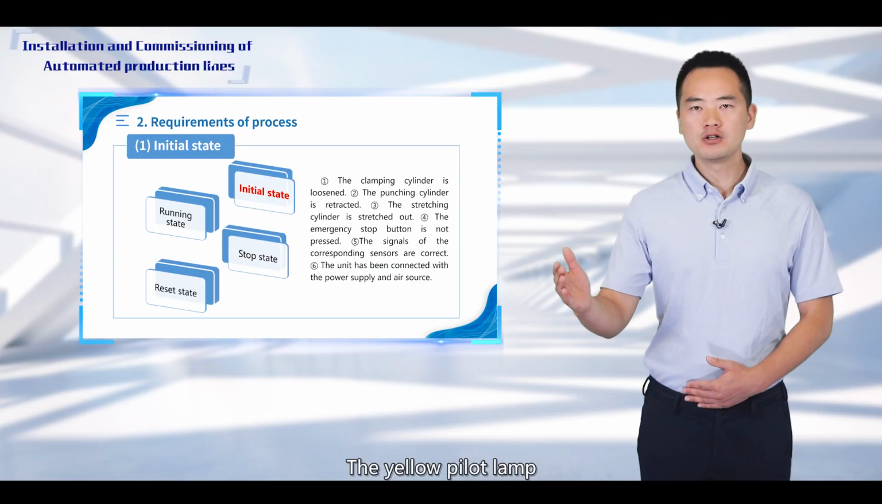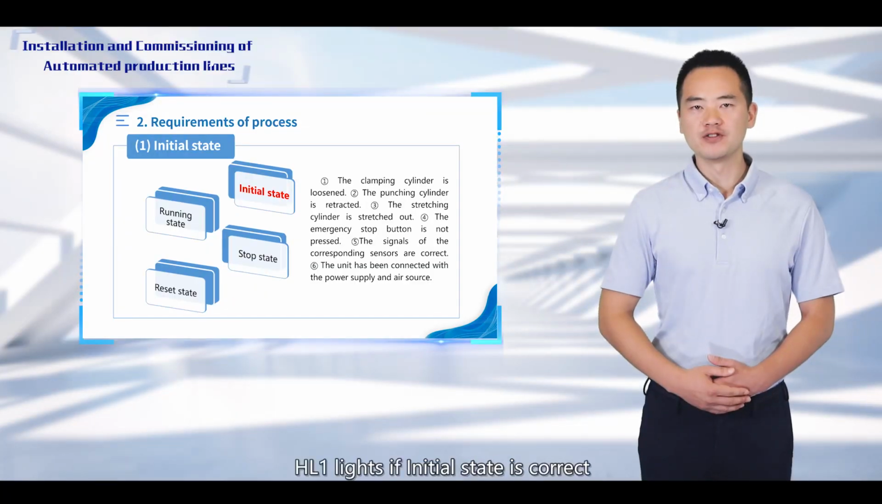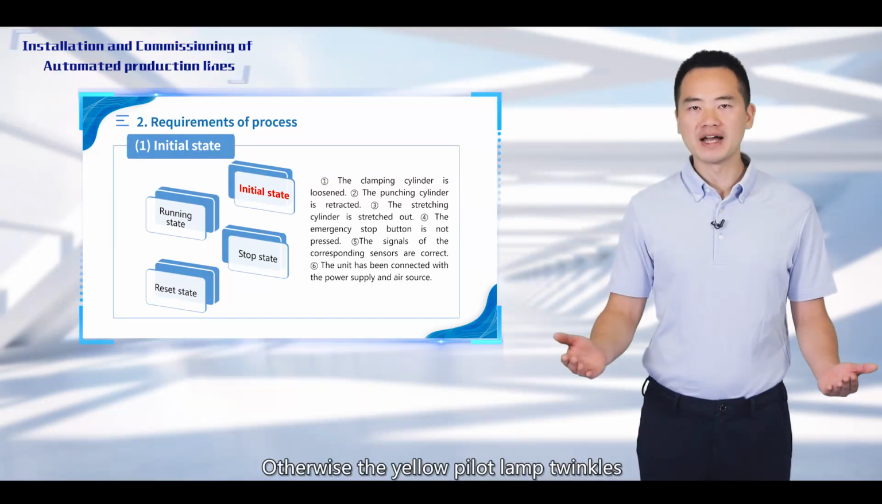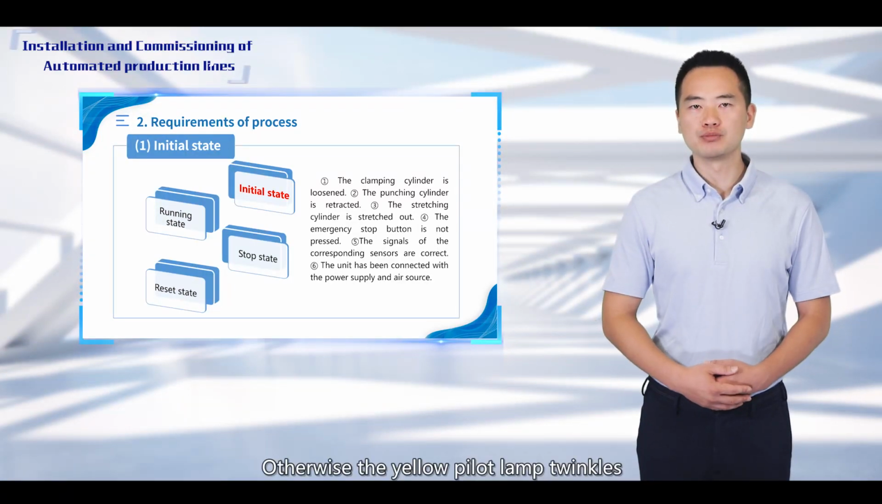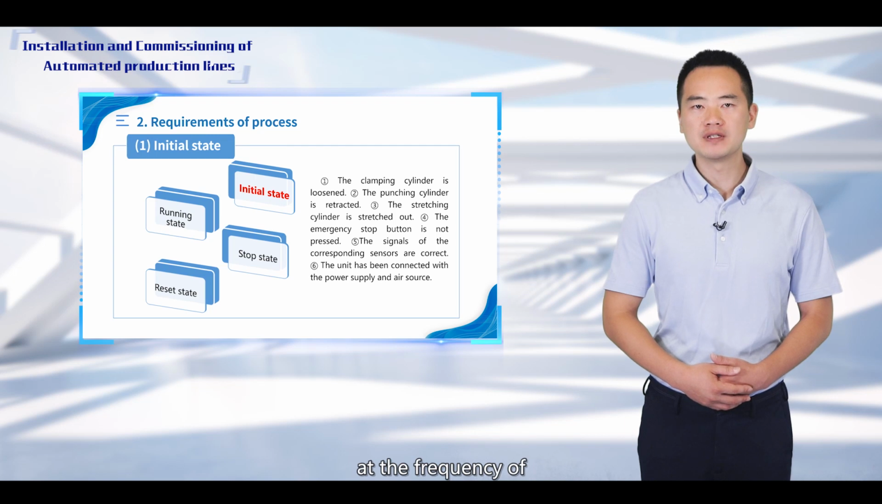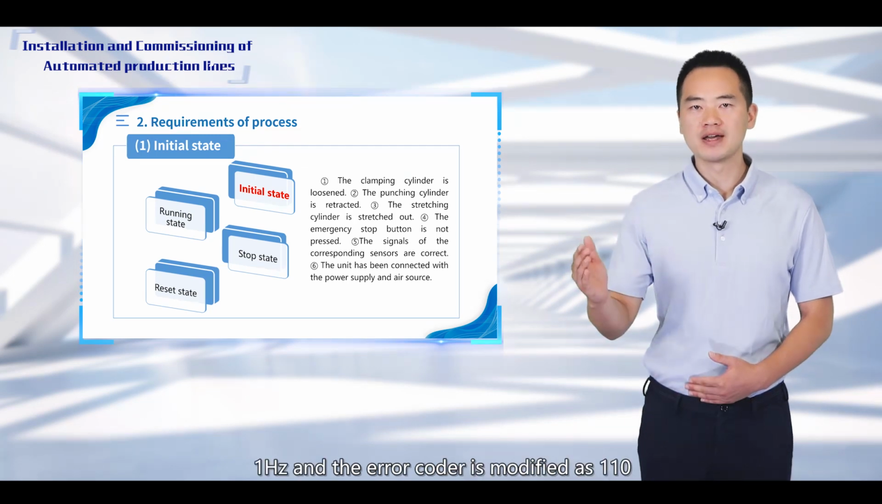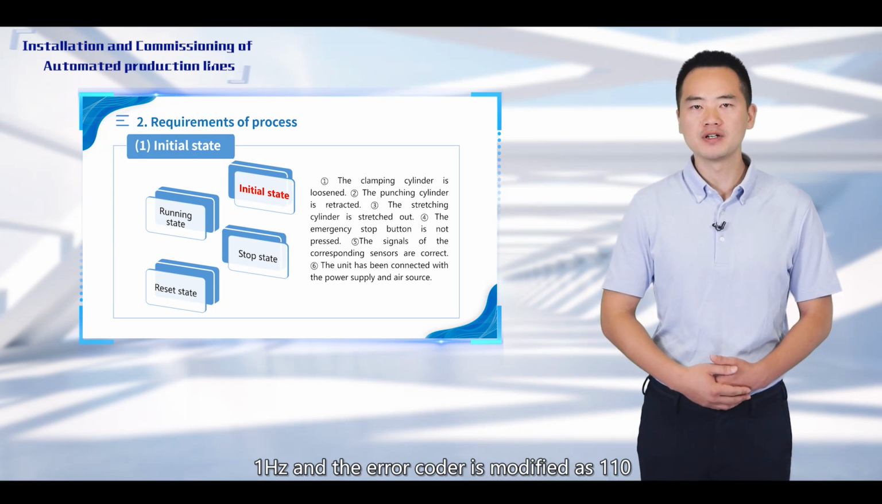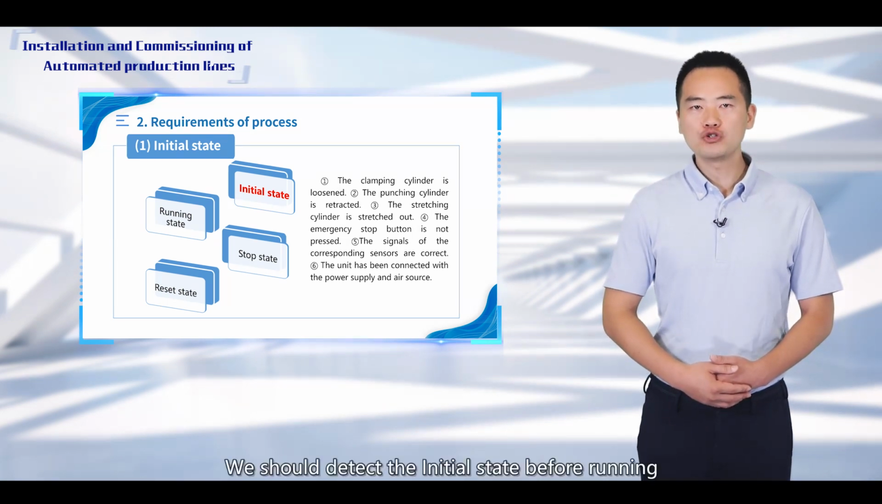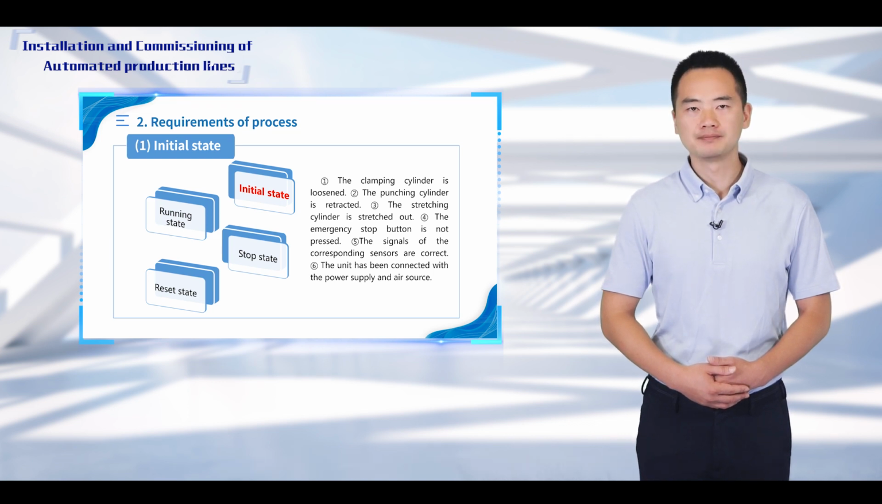The yellow pilot lamp lights if the initial state is correct. Otherwise, the yellow pilot lamp twinkles at a frequency of 1 Hz and the error code is modified as 210. We should detect the initial state before running.